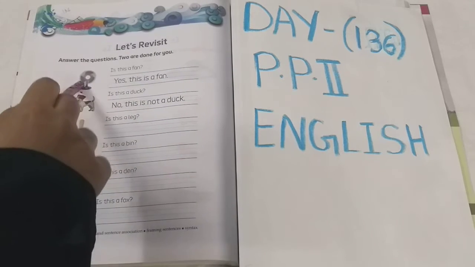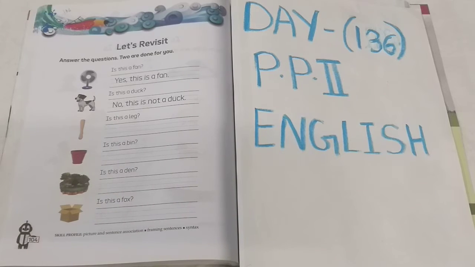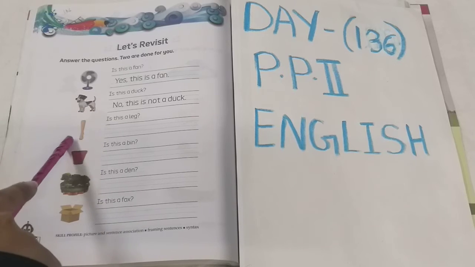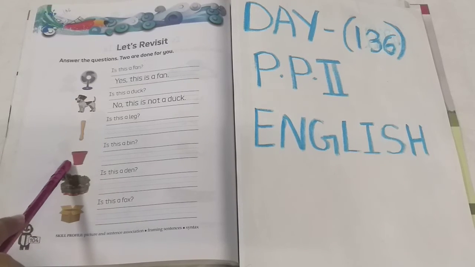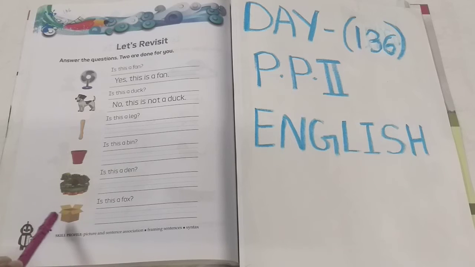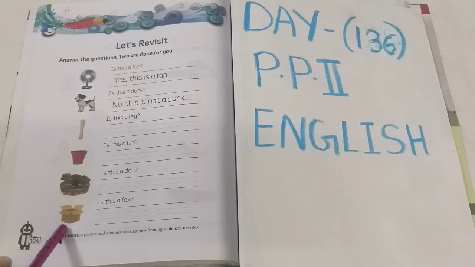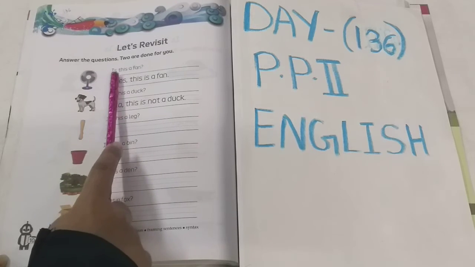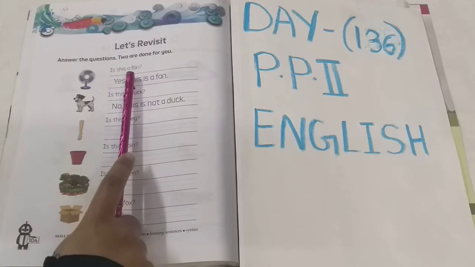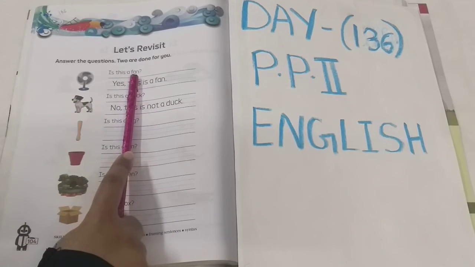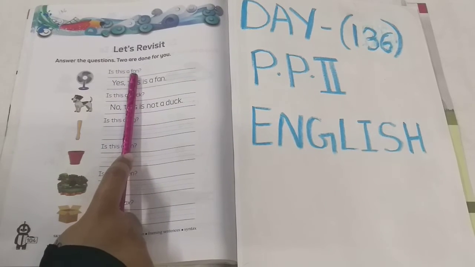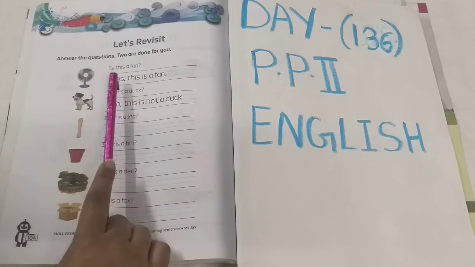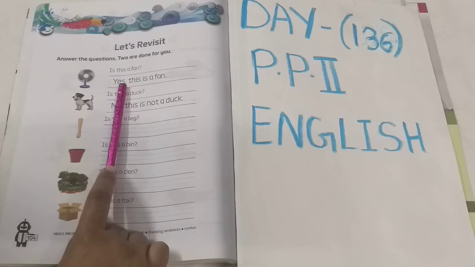See this, children. Let's see the pictures. What is there in the picture? It's a fan, dog, leg, pot, den, box. Okay children, let's see. Is this a fan? So this is a question, children. Is this a fan? In this picture, is this a fan? Let's see the answer. Yes.